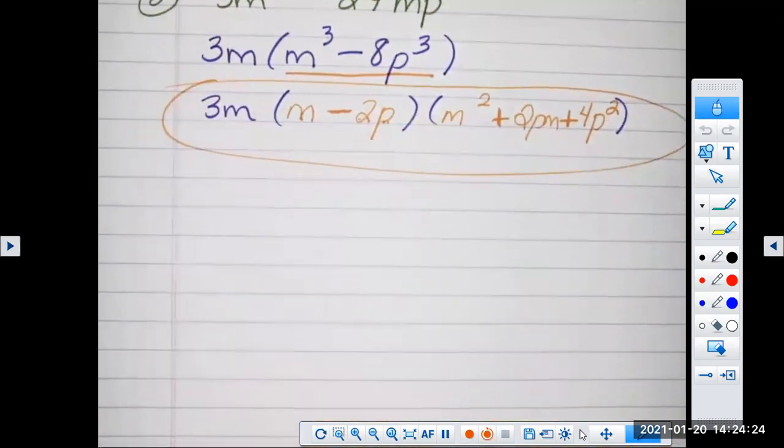Okay, do y'all have any questions about that? All right, let's look at a factor by group then.